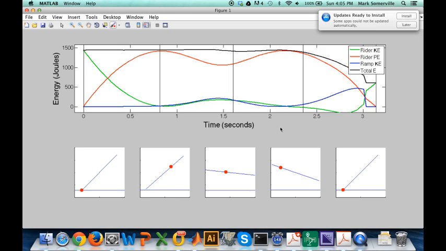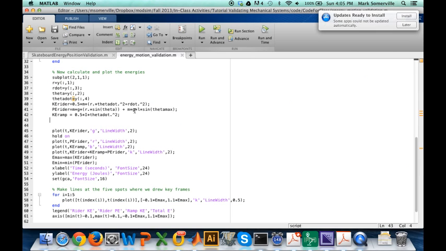So that's not where I want to go. I want to go here. First place that I'll look is just to look at my energy calculation and make sure that that's right. If I look at my energy calculation, I've got the kinetic energy of the rider is 1/2 m times (r times theta dot squared plus r dot squared), and right away I've actually identified what the error is.